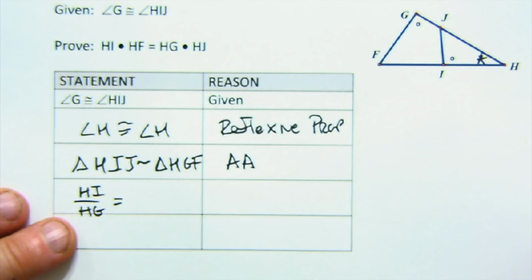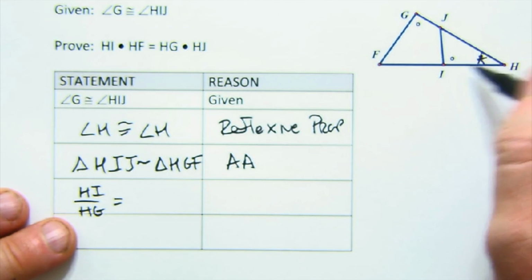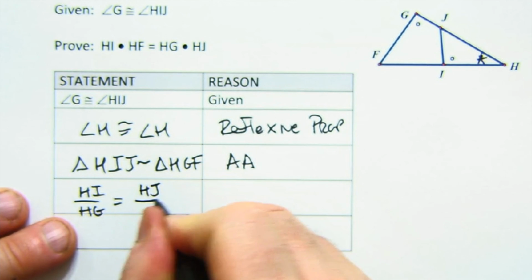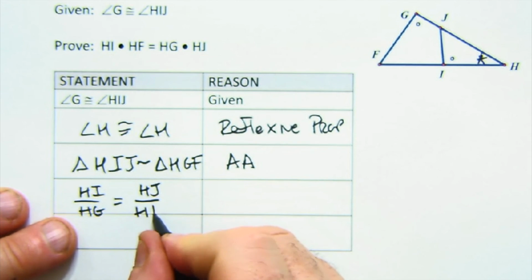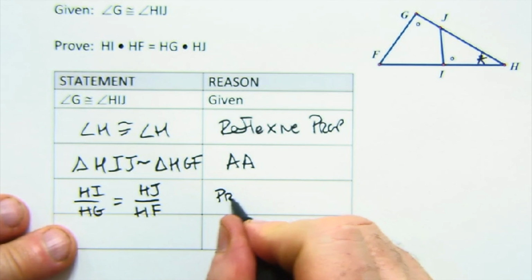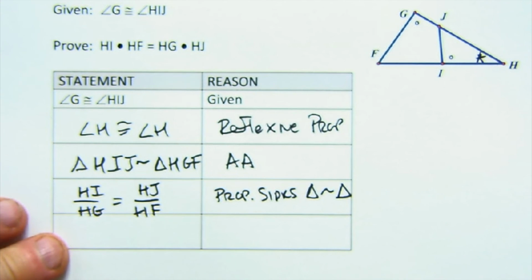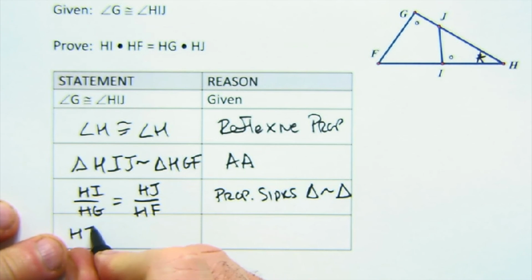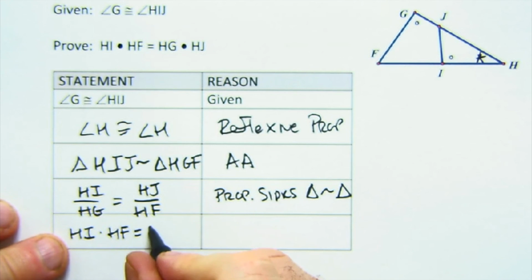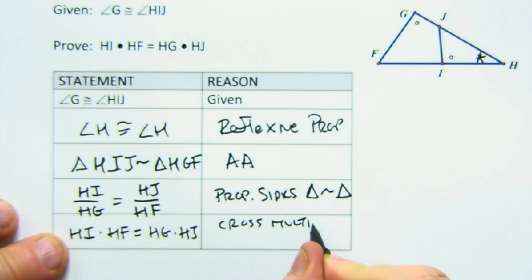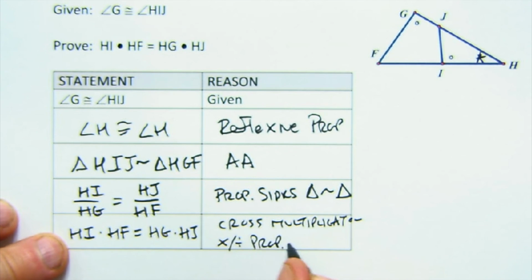And I also want to use another side in here. Let's see, not HI, I used it already. JI isn't in the statement, so I want to use HJ. HJ is the same as HF. And that's just, again, proportional sides of similar triangles. And the last thing I'm going to do is I'm just going to cross multiply that, and I get the statement that they had. And I place down cross multiplication. You might just say the multiplication division property, where basically you're multiplying both sides, but I just basically state the multiplicative process there.